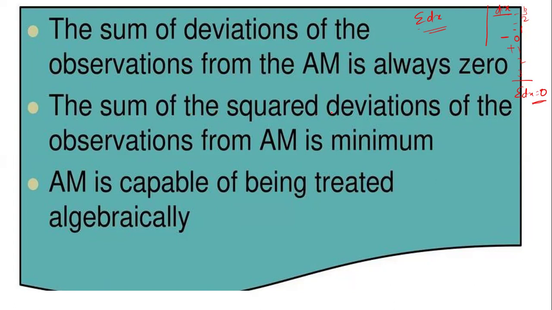The sum of the squared deviations, that is the sum of the squares of the deviations of the observations from the arithmetic mean, is minimum. It is minimum as compared to the deviations taken from the median or the mode.